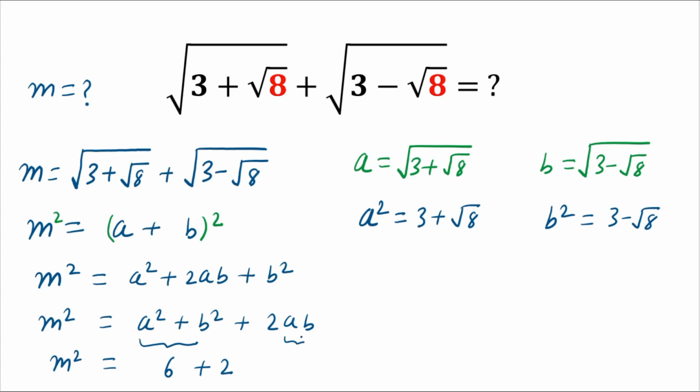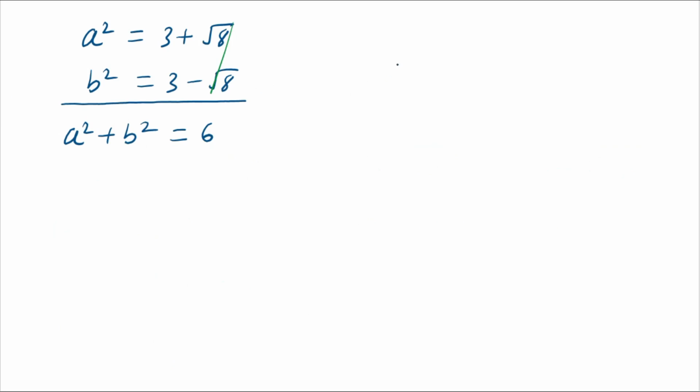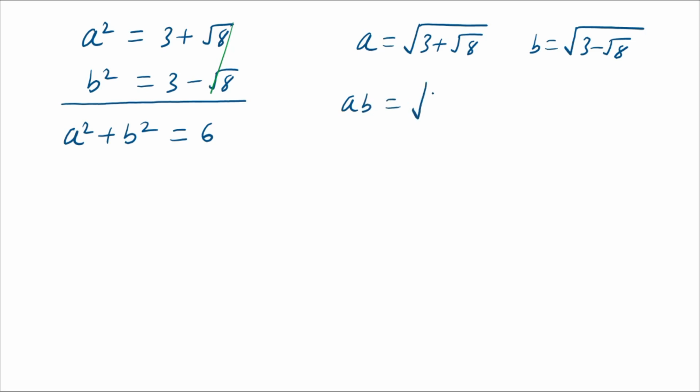Now our task is to calculate the value of a times b. And we know that the value of a is square root of 3 plus square root of 8 and b is equal to square root of 3 minus square root of 8. If we multiply both the equations, then on the left hand side a times b is equal to square root of 3 plus square root of 8 multiplied by 3 minus square root of 8.